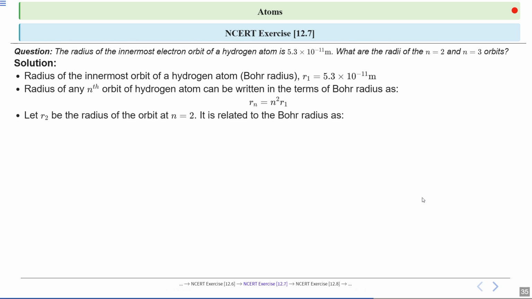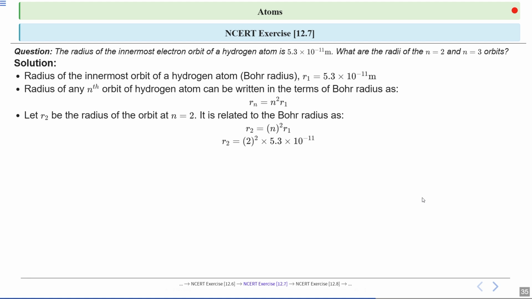Let's apply this formula for the second orbit, where n equals 2. We will call this radius r2. So r2 equals n square times r1. For n equals 2, that means r2 equals 2 squared times r1. This step sets us up to substitute the actual values and calculate the radius.